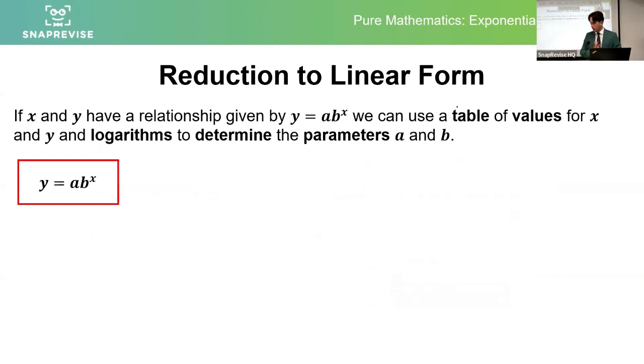So what we've got is, if x and y have an exponential relationship, so a b to the power of x, of course, we can use a table of values for x and y and start plotting it. But what we can do is we can also convert it into a linear form. So we know that a b to the x is that sort of shape, but we can reduce this to a linear model.